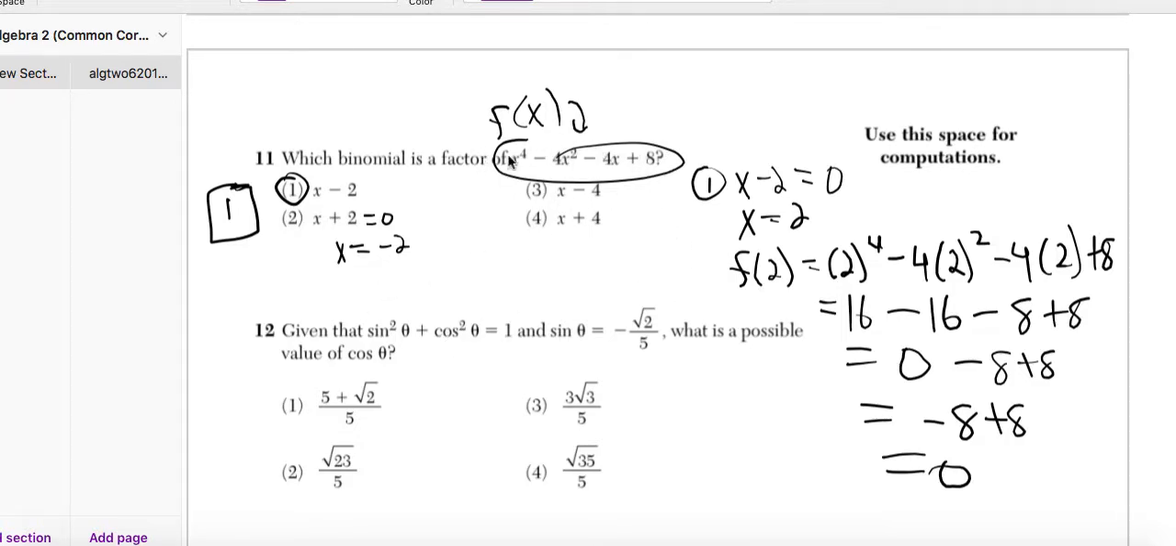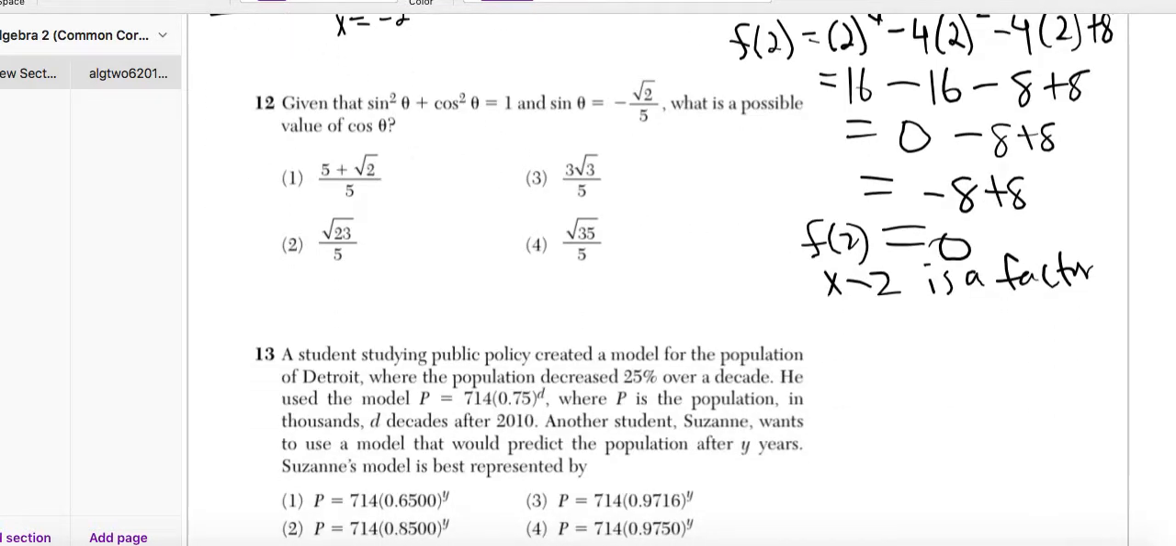The remainder when I divide f of x, polynomial, by x minus 2 is 0. Therefore, x minus 2 is a factor of this polynomial. Okay? And we know that simply because f of 2 equals 0. Therefore, x minus 2 is a factor of f of x. Okay? We're going to move on to number 12 now.